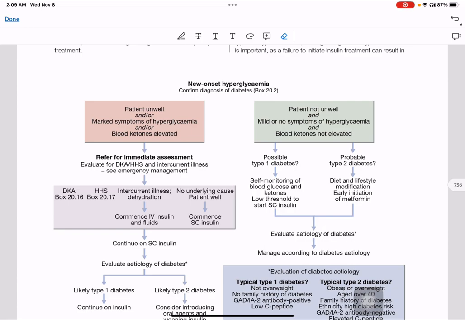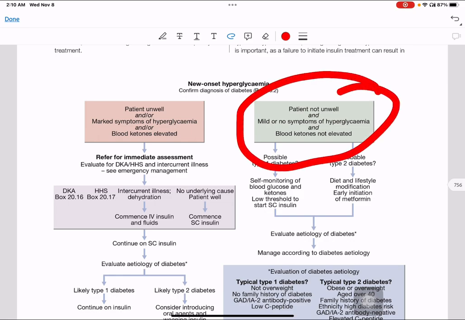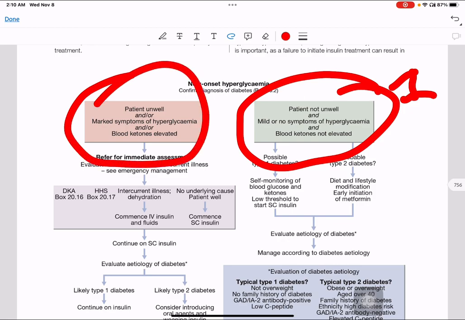When we get a patient of new onset hyperglycemia, we have to label the patient as either in group 1 or group 2. So, which group is group 1? This is group 1, and this is group 2.